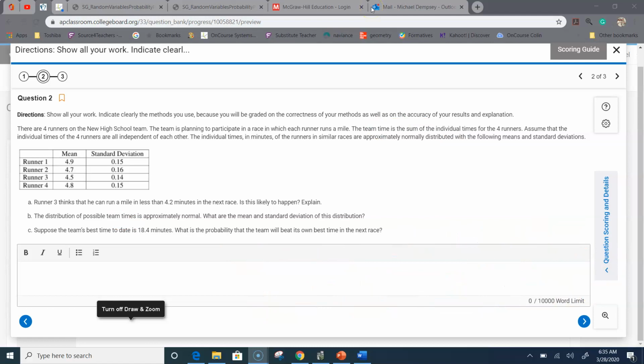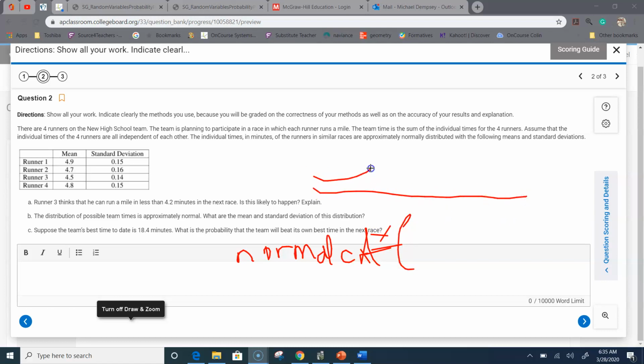Okay, and then finally, suppose the team's best time is 18.4 minutes. What is the probability the team will beat its own best time in the next race? So that's another normal CDF. I didn't do the calculation there. But whatever you got for their mean in the previous part, tuck that in the middle. Then you're going to normal CDF that with the mean and standard deviation that we got in part B. That's how this one works. So this one was heavy computational. Hopefully you remember that variances always add, and this is a very gettable 4-pointer for many of you.